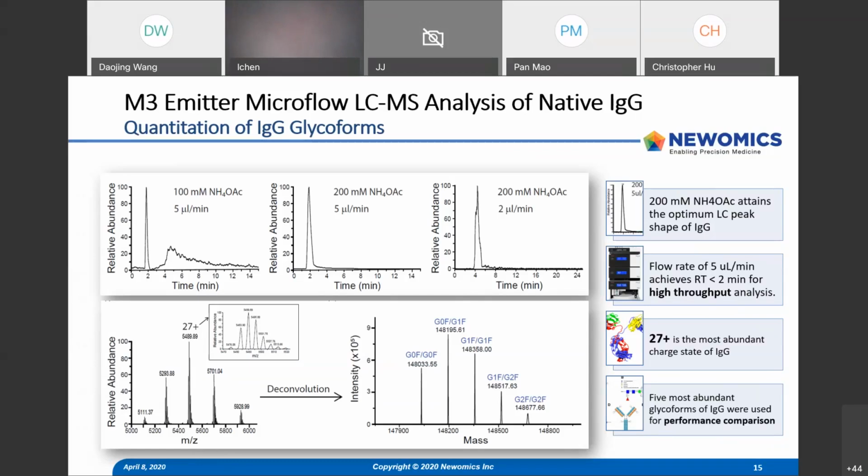So you have 2 heavy chains. Each heavy chain has an Fc N-glycan. So we have these 5 different combinations of the glycoforms. We use Thermo software data deconvolution, and we were able to quantify these 5 proteoforms for our later quantitation.